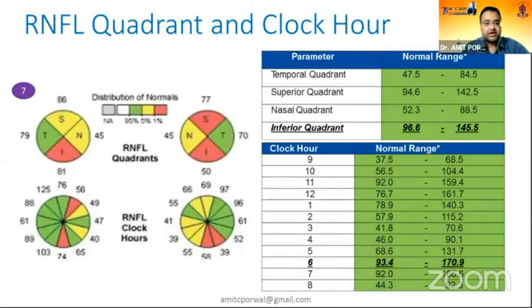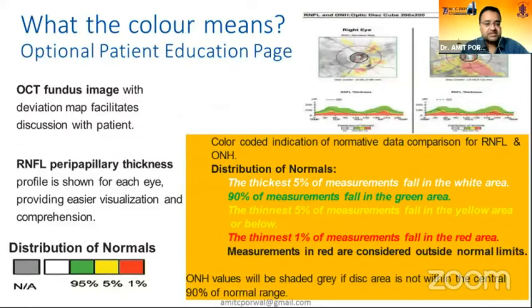So the RNFL quadrant and clock hours, that is zone 7, you can see the superior, inferior, nasal and temporal quadrants, and the clock hours also. The inferior quadrant is the thickest when we compare to the normative database. So what does this color coding mean to us? Basically, it's an optional patient education page. The OCT fundus image with the deviation map facilitates the discussion with the patient about their field loss. The RNFL peripapillary thickness profile is shown for each eye, providing easier visualization and comparison.